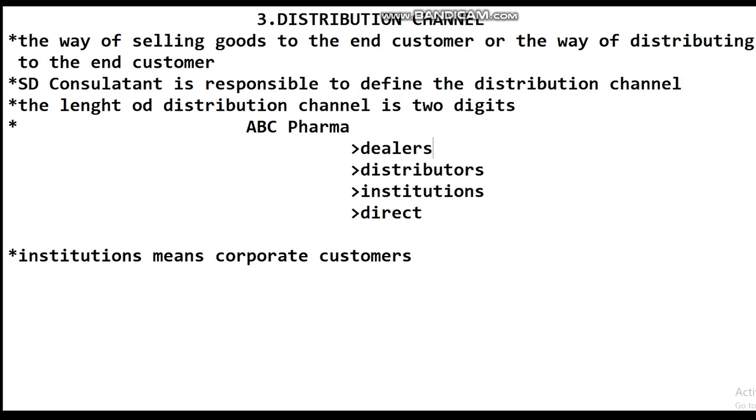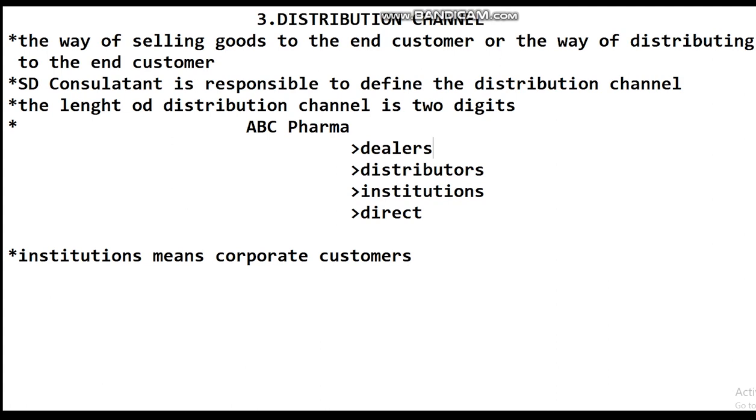This is nothing but a distribution channel. This is simply the way of selling goods to the end customer. How you are selling your goods to the end customer, whatever it may be. You have a clothes company, or some other company, or a mobiles company. How you are distributing your mobiles, your clothes, your food, groceries, whatever it may be. If you have a company, how you are delivering your products to the end customer.